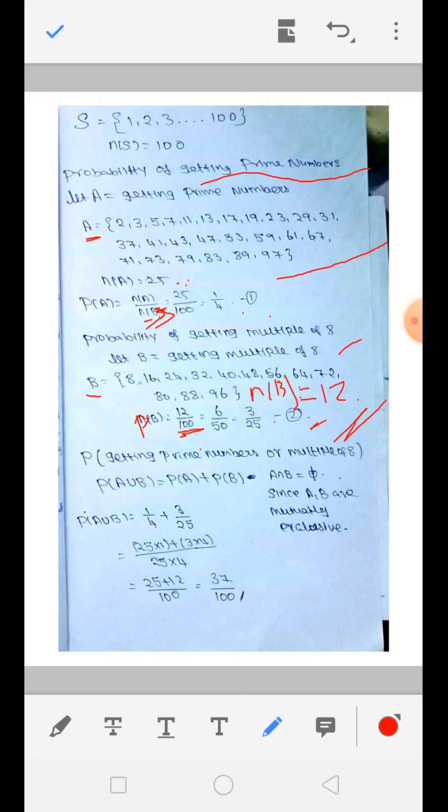I write the formula here because in the question they are mentioning OR: the probability of getting prime numbers or multiple of 8. So P of A union B equals, what is the value of P of A? 1 by 4 plus 3 by 25. I just take the LCM or cross multiplication, anything. So 25 into 1 plus 3 into 4 divided by 25 into 4, which is equal to 25 plus 12 divided by 100, which is equal to 37 by 100. So this is the answer.